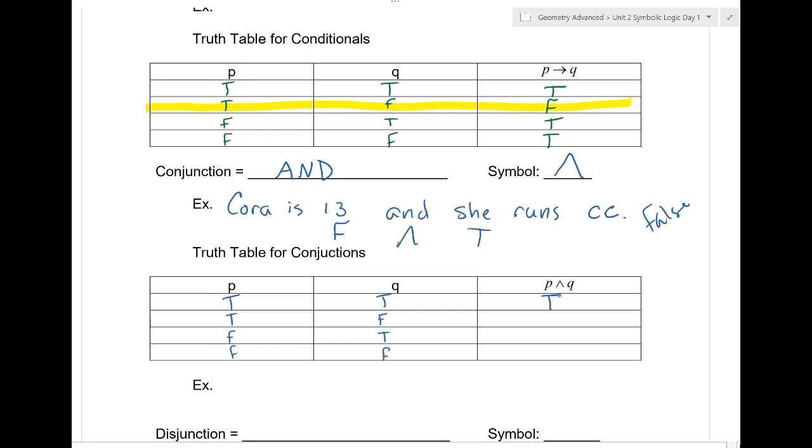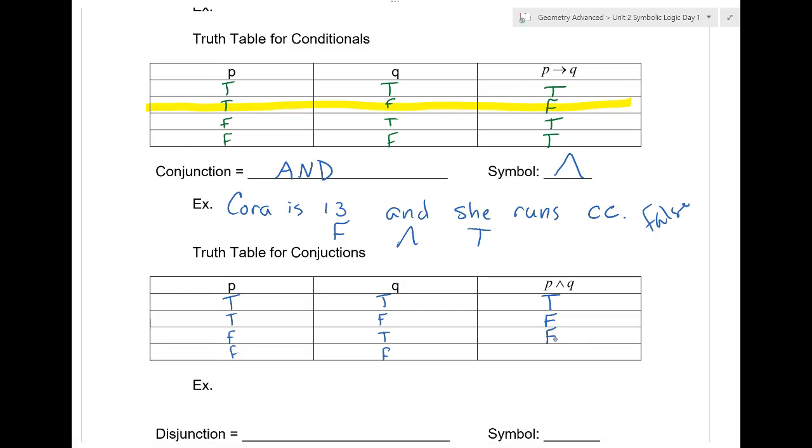Now, think about the next one. What if Cora, let's just say she is 13, okay? She's not, but just go there, all right? That's a true statement. But what if she didn't run cross country? Am I still making a true statement about her? No, that one is false because it says, and this has to happen. It's not separate. So that would also be false. So when we found out earlier if it's false and true, it's what? False. But what if we do false and false?